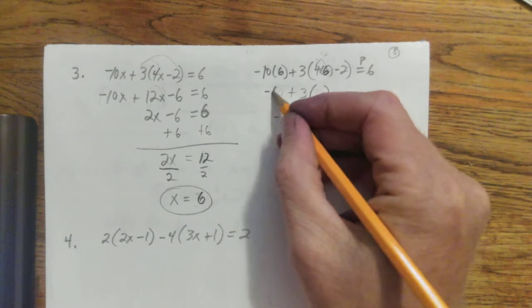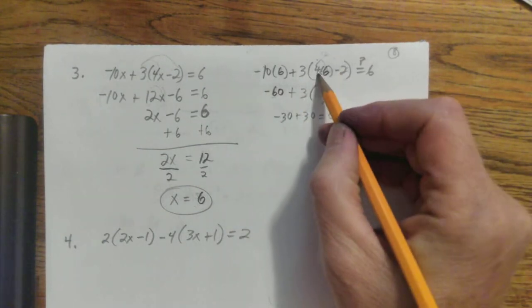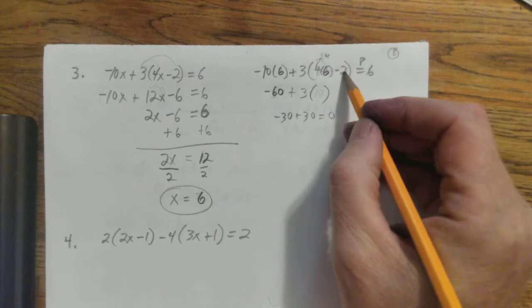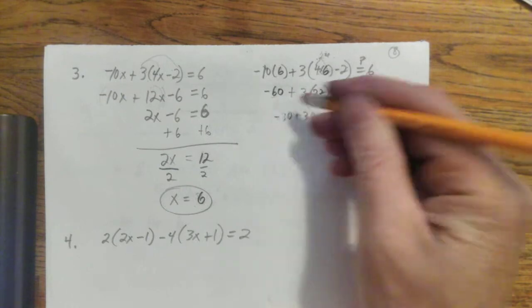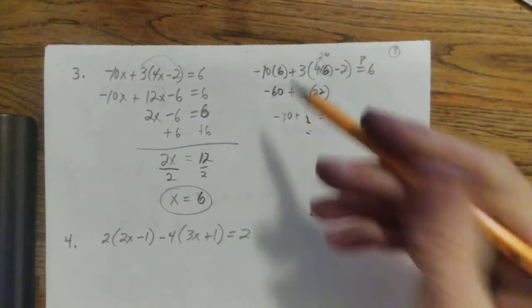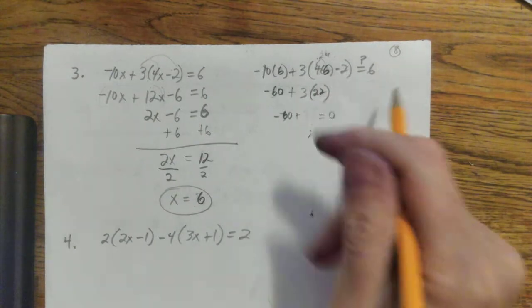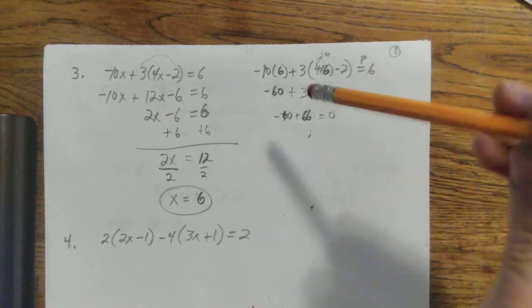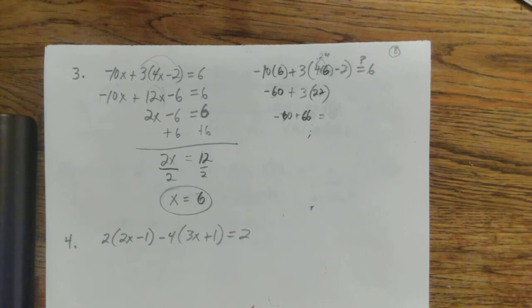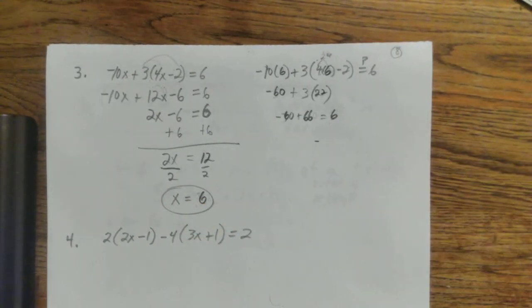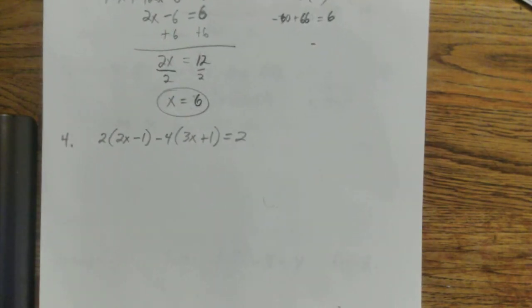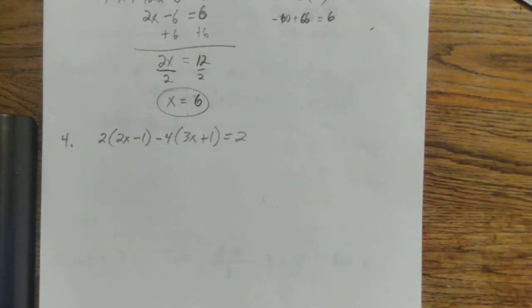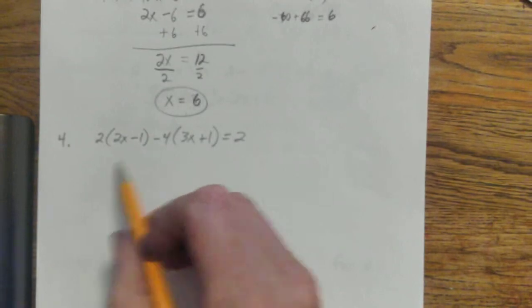So this is negative 60. 4 times 6 is 24, minus 2 is 22. And then I'm looking at negative 60 plus 66, and that is 6. Okay, so that's why we check our work. I had no idea that I had messed that up. But when I went through and just, for the heck of it, checked it, I found that was the case. Alright, let's do this last problem.